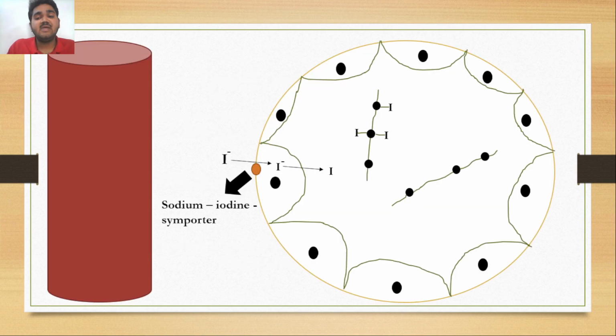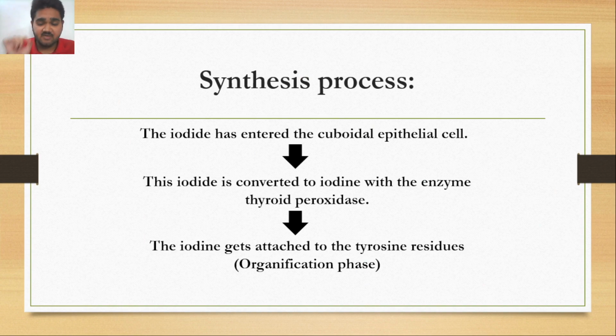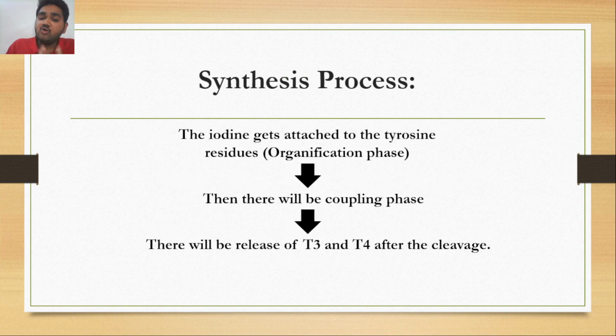So once again coming back to our image, we said that this iodine will react, or we can say it will get attached to our tyrosine residues, which are present on our thyroglobulin, and this attachment has a phase name, and that particular phase is known as the phase of organification. Now the iodine gets attached to our tyrosine residues, and this particular phase is known as the organification phase.